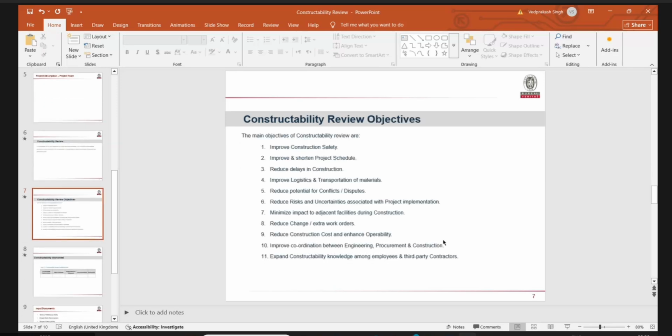The objective is very clear: we are going to improve construction safety, and we are going to reduce and improve the construction schedule. And of course, we will try to identify any logistics concerns. Although this is not a very intensive logistics project, it is the installation of S2S as well as a tube point analyzer, we will still look at it. So we will go through each and every objective one by one and try to identify if there is a major gap.